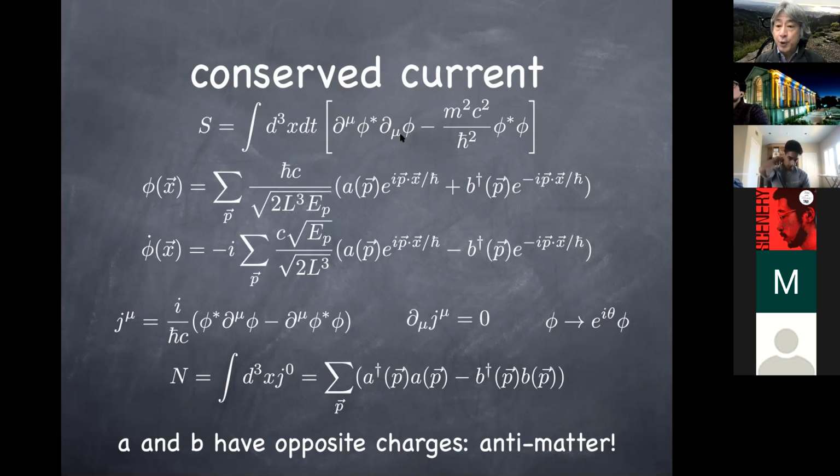But once you have done so, you find the conclusion that this relativistic quantum theory has particles, but also antiparticles of the same mass, but opposite charges. That is now a prediction of this relativistic quantum field theory.